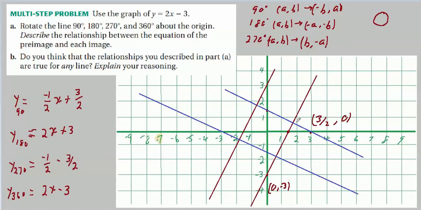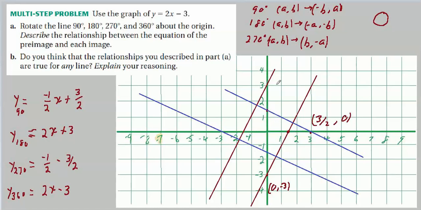And if we do it again, the y-intercept becomes the previous x-intercept. In other words, here's our line. We rotate this 90 degrees, and what happens? The y-intercept becomes the x-intercept. The x-intercept becomes the y-intercept.